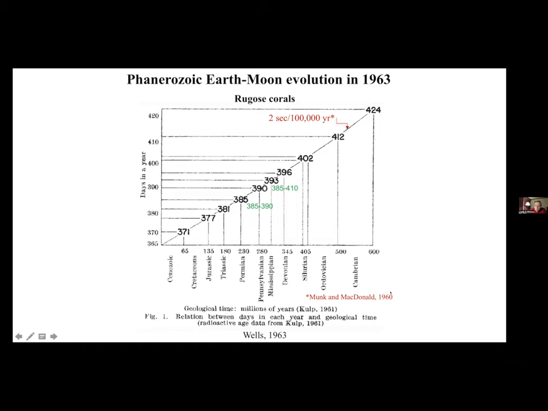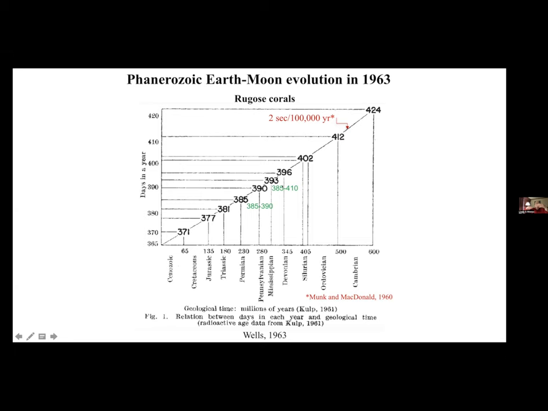It's not that different today. So he did go and find Devonian rugose corals and was able to estimate days per year between 385 and 410. That would be for this interval here. So it's not clear whether or not that's quite a range.